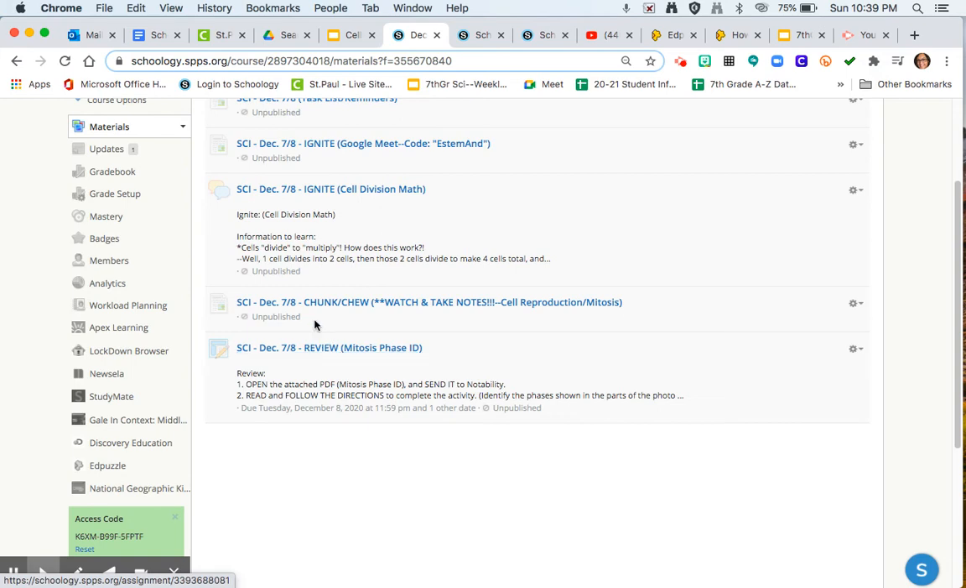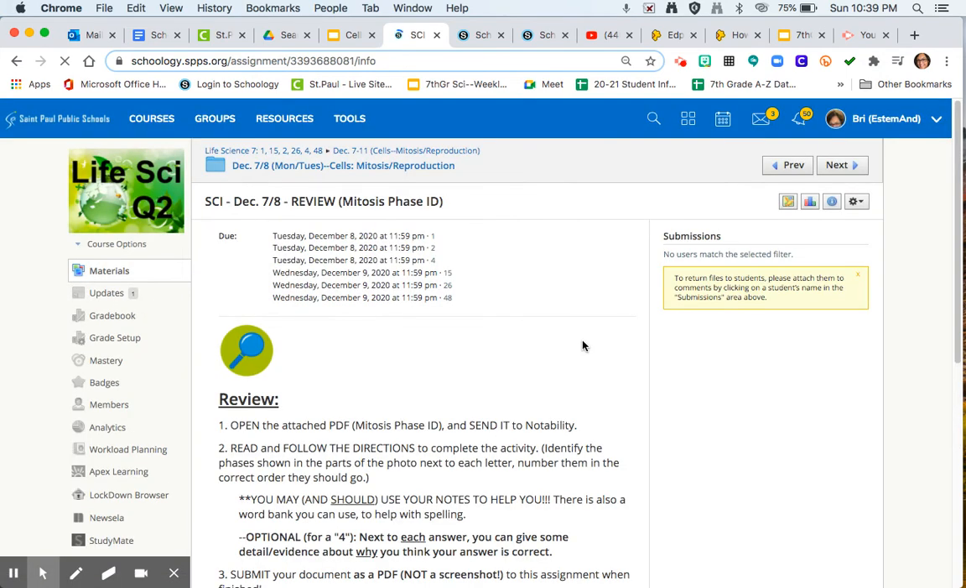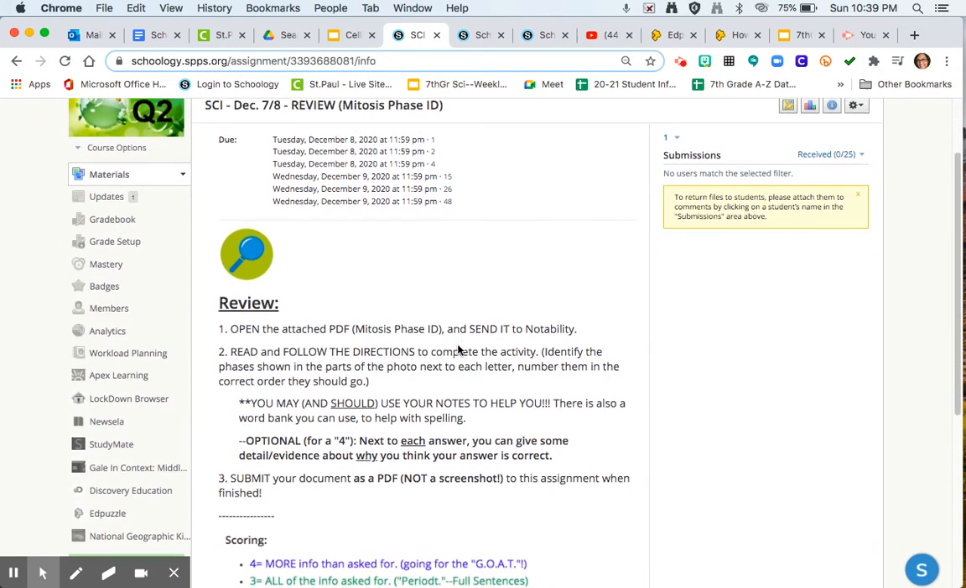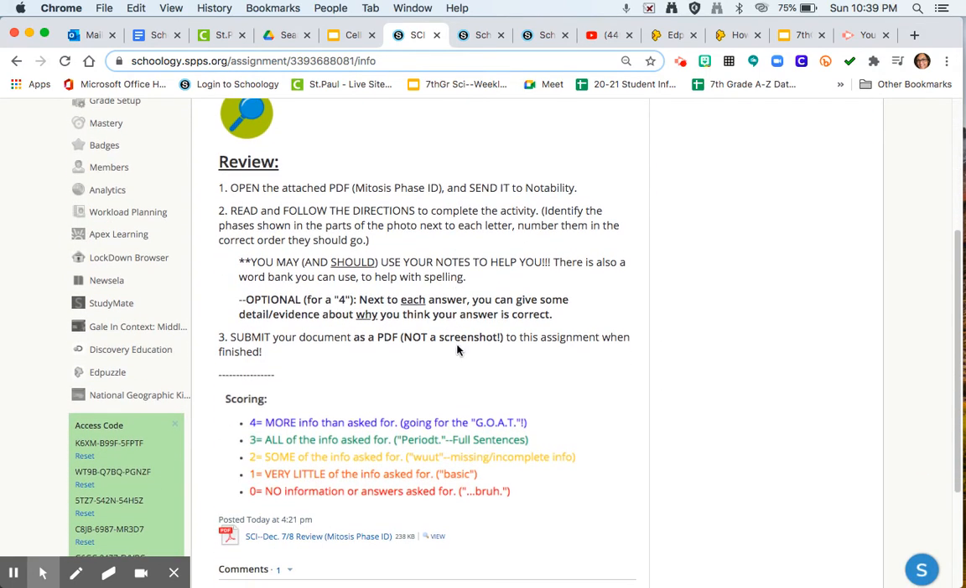Okay, so next up after that, you have a review activity where you're going to be working on identifying the stages of that cell reproduction process. So there's a PDF that's attached here that you'll be opening up, and I'll show you that in just a moment. Your job is to read and follow the directions on it. You may use your notes, and you probably should use your notes because they will help a lot. There's also going to be a word bank that you can use with spelling.